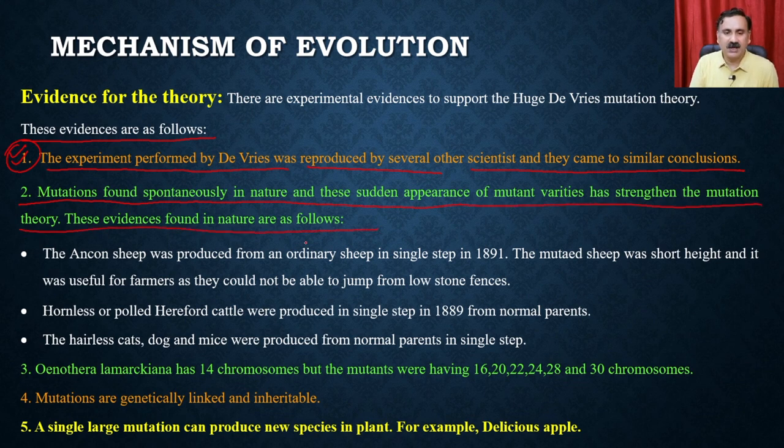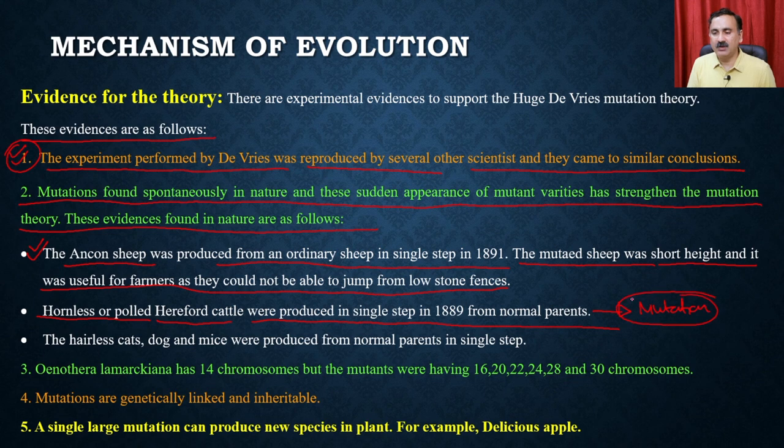These mutations found in nature are as follows. For example, the Ancon sheep was produced by an ordinary sheep in a single step in 1891. The mutated sheep was short in height and it was useful for farmers, as they could not jump over the low stone fences. Then the hornless or polled Hereford cattle was produced in a single step in 1899 from normal parents, which means with a single mutation you can develop a different variety. The hairless cattle, dog and mice were produced from normal parents in a single step.